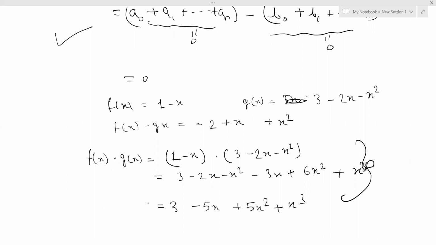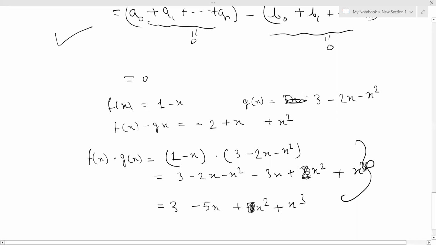The multiplication is wrong. Okay, so let me check. 3 minus 2x minus x squared minus 3x plus 6x squared, 2x squared. Oh, sorry, 2x squared, plus x cubed. So 3 minus 2x minus 3x is 5x, plus x squared. So 2x squared minus x squared is x squared. Yeah, right? So now it is minus 5.